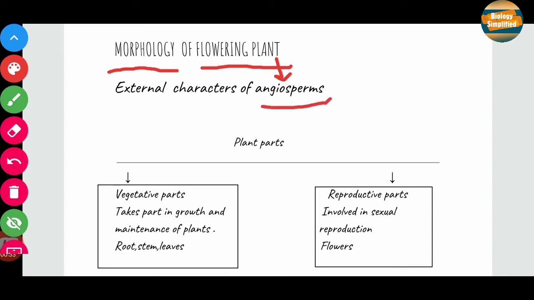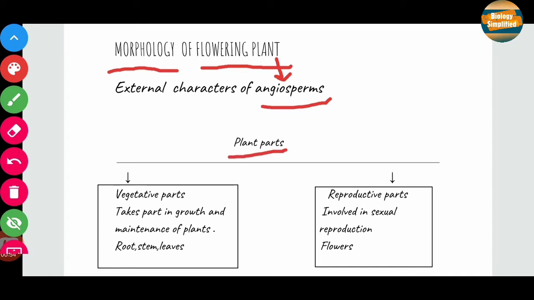Angiosperms are the plants which bear a flower and whose seeds are enclosed within a fruit, or we can say their ovules are enclosed within ovaries. So we are going to talk about angiosperms and their external characters. Firstly, we'll see how the plant parts are divided.